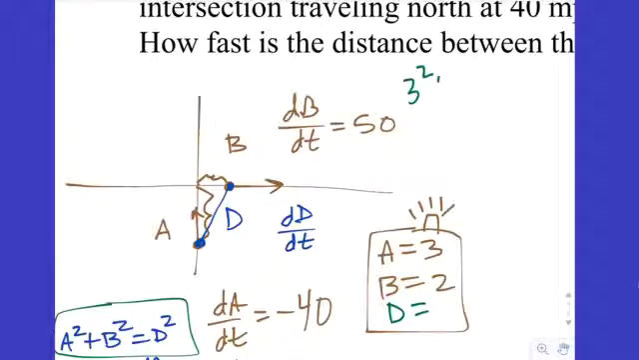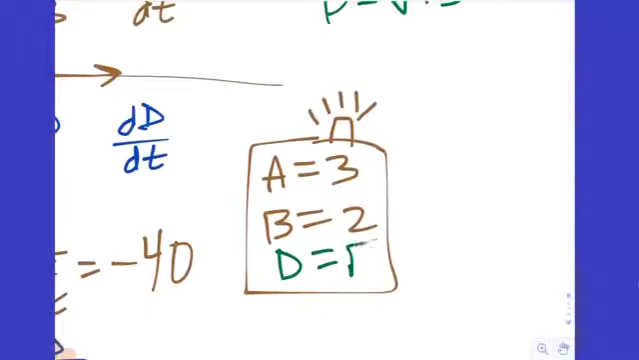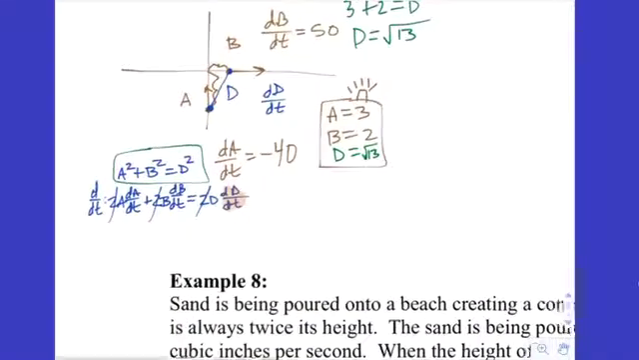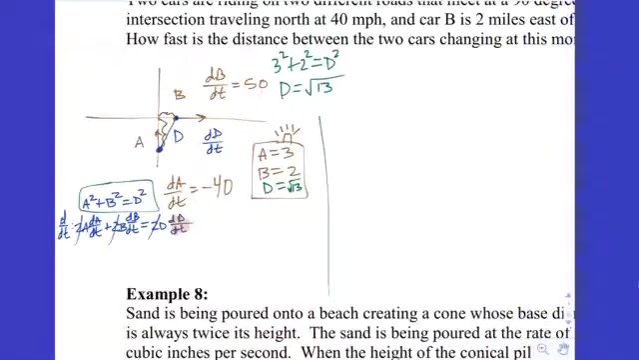So I've got 3 squared plus 2 squared equals D squared. So D is equal to the square root of 9 plus 4, which is 13. Does that simplify? No, it's just the square root of 13. Okay, sweet. But now we're ready to go. So now we can plug everything in, referencing a moment in time.